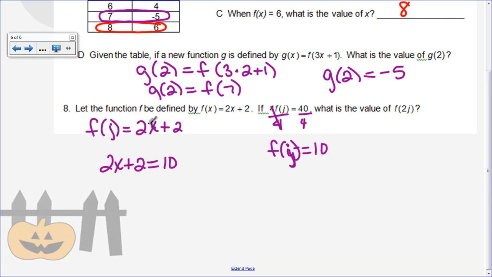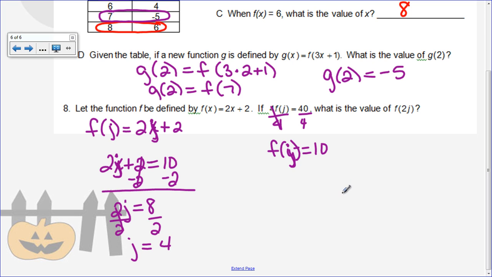I'm actually going to make that a j. Let's keep our variables the same. So we'll make this a j. So f of j is equal to 2j plus 2. All I did was replace x's with j's. I'm going to solve for j. So I'm going to subtract 2 from both sides. So I end up with 2j equals 8. And so when I divide by 2 on both sides, I get that j equals 4.